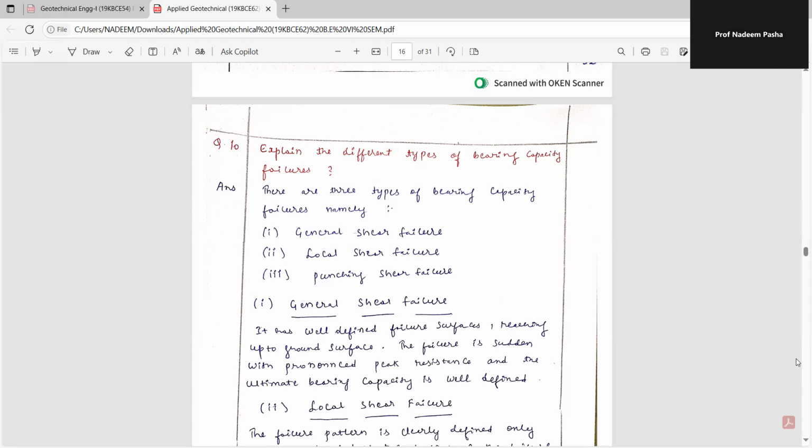General shear failure, what is it? It has well defined failure surface reaching up to the ground surface, and the failure is sudden with pronounced peak resistance and the ultimate bearing capacity is well defined.